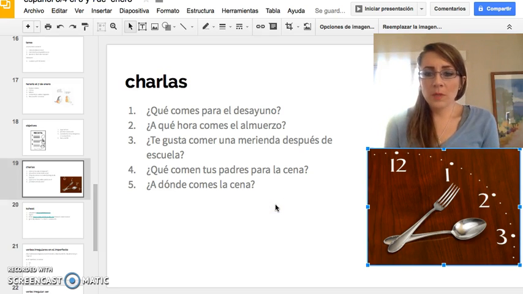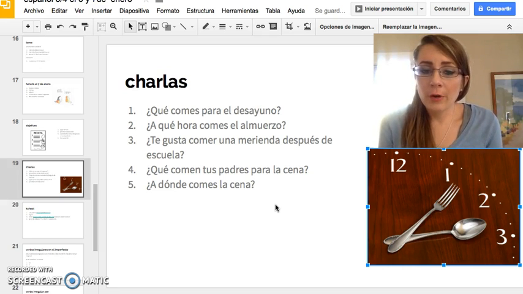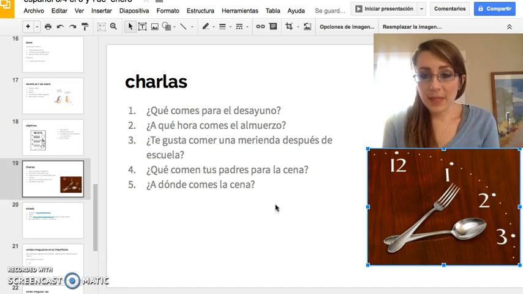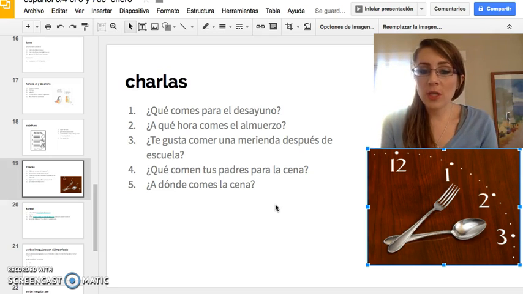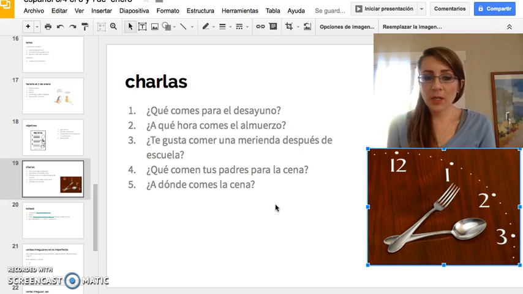Número uno, ¿qué comes para el desayuno? ¿A qué hora comes almuerzo? ¿Te gusta comer una merienda? Una merienda, make sure you understand what this word is. Después de escuela. ¿Y qué comen tus padres para la cena? ¿Y a dónde comes la cena? The forms change, make sure you're using the right one.